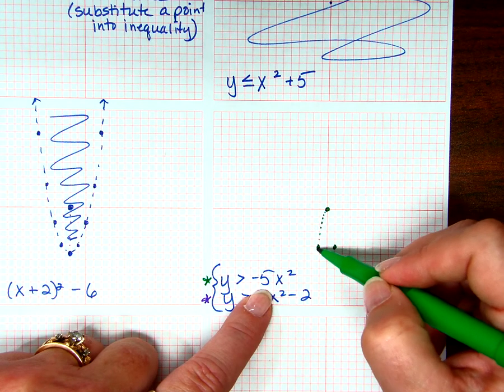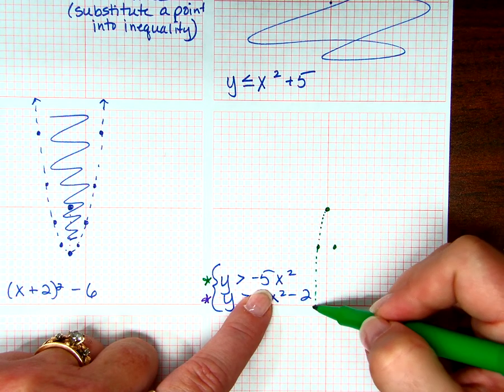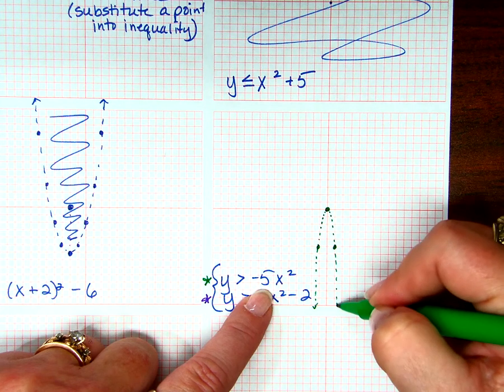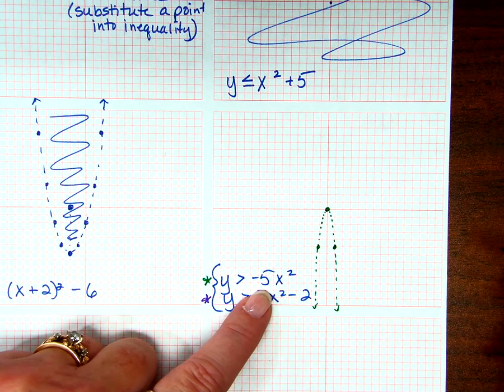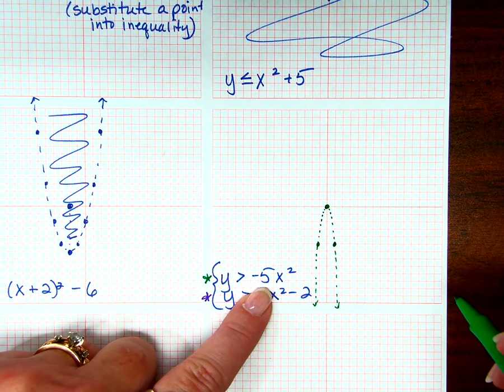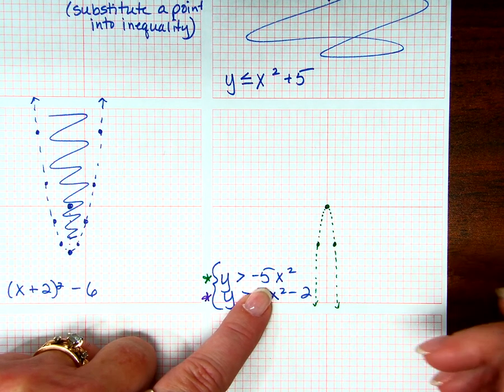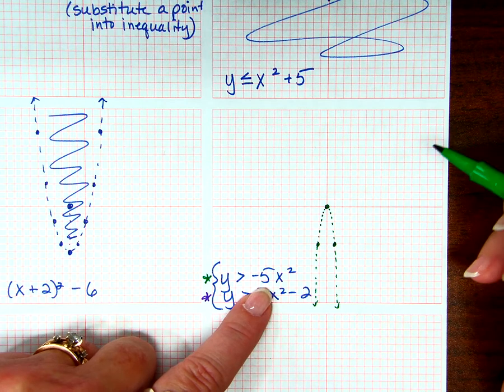Dotted line. Do I want to shade yet? Do I want to tell myself where to shade? Yes, okay. What am I going to tell myself?